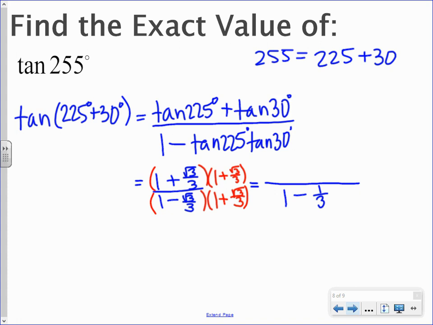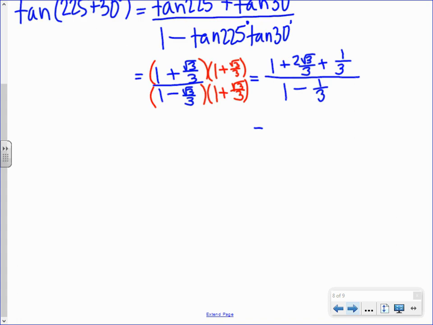When we multiply this up here, we get 1 times 1 plus 1 times radical 3 over 3 plus another 1 times radical 3 over 3, so we get 2 of them. Plus, once again, radical 3 over 3 times radical 3 over 3 is 1/3. Grab some patience. We're not quite there yet. So I'm going to combine like terms in our numerator. We have 1 plus 1/3 would be 4/3. And then 1 minus 1/3 would be 2/3. Is this still an acceptable answer?